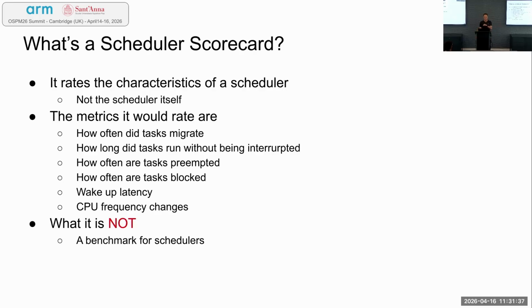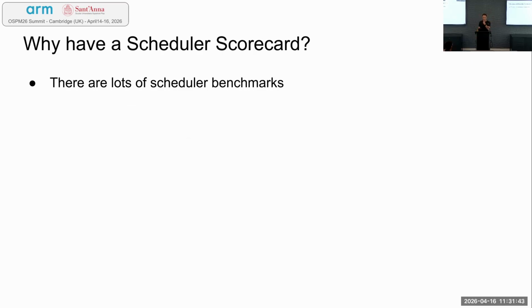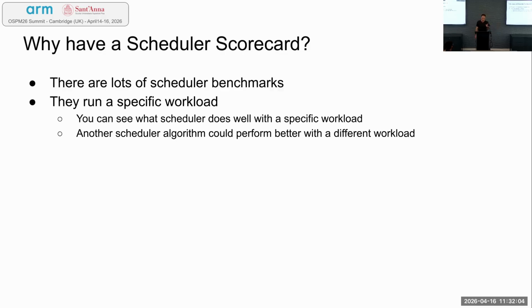What I'm not looking for is a benchmark for schedulers. The reason is that there are lots of scheduler benchmarks. A benchmark to me basically measures a load. You have a specific load, you measure it, and you compare different scheduler algorithms to determine which works best for that load. But then you can have another load that another scheduler will work better for. So the problem with just benchmarks is you're basically writing the algorithm for the load in the benchmark. That might not always be useful for everyone.